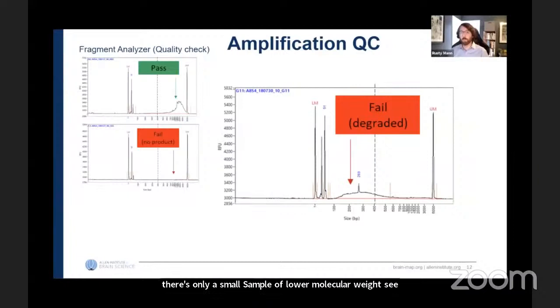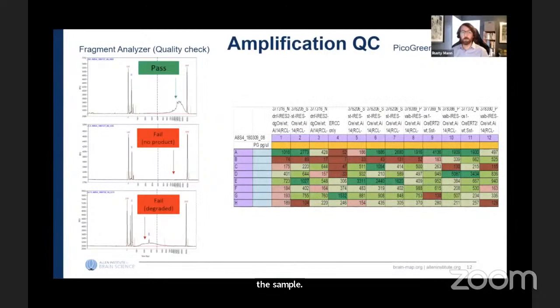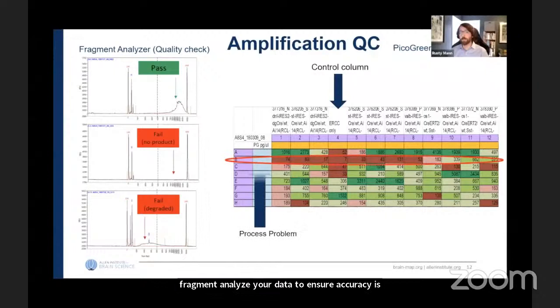So in addition to the fragment analyzer traces, we also utilize PicoGreen as a quantity check. This is a dye that's mixed with and that binds to the cDNA, and it can be excited and the fluorescence measured to get the total amount of cDNA present in the sample. So, the spreadsheet diagram on the right here is of the PicoGreen results from a 96-well plate of samples. So a control column serves as the fingerprint for the set, while all other cells here represent PicoGreen concentrations within single sample tubes. These PicoGreen yields are then compared with the fragment analyzer data to ensure accuracy, as well as to identify any process problems that occurred during amplification.